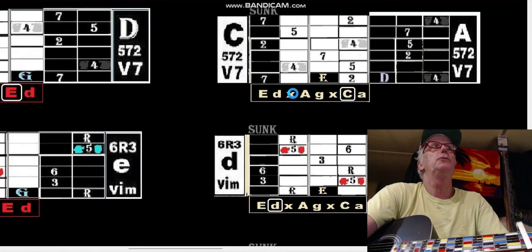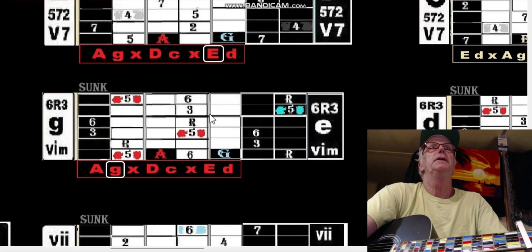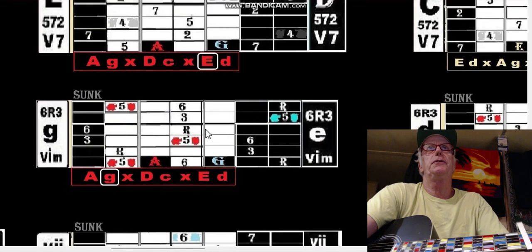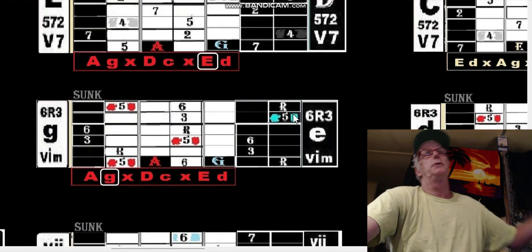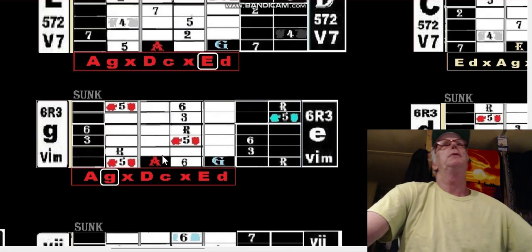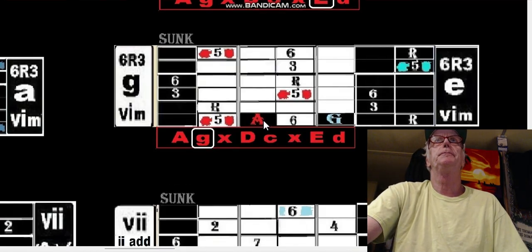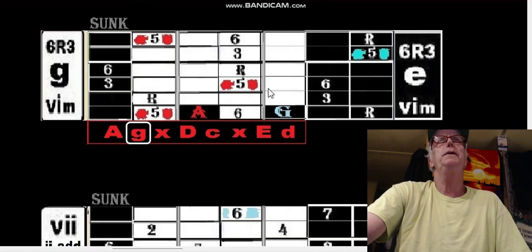Now let's do another random one. Here, G minor, all of a sudden you stop on this chart and you're wondering, where the heck are we? Okay, we're in the A box right here. We're looking at G minor, the 6th mode. So G minor is the 6th.